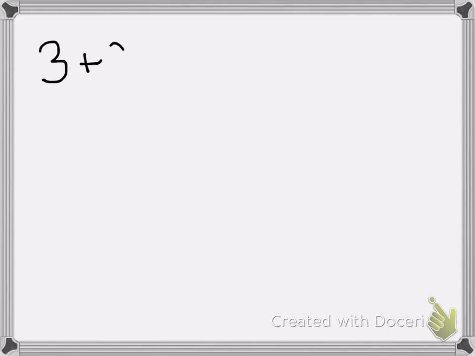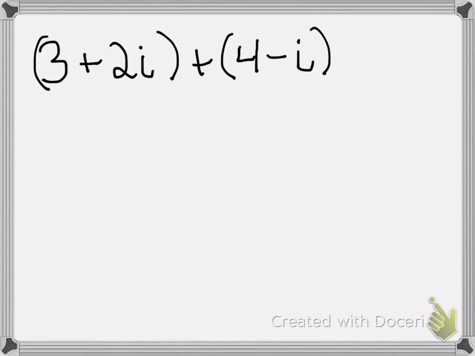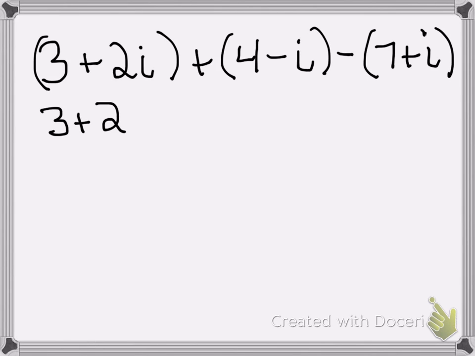3 plus 2i in parentheses, plus 4 minus i in parentheses, and then minus 7 plus i. So just a few more terms. We're doing the same thing. Again, we're just treating these like terms. So I'm going to go ahead and get rid of those parentheses. That way I can apply any negative that I have. Notice nothing's changing on these first parts because there's a plus in between. But this one will change. The 7 will become negative, and the i will become negative.